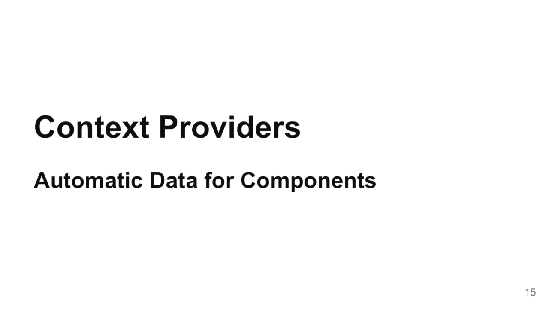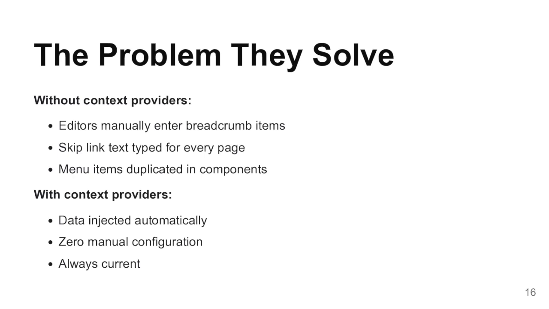Context providers are one of the more advanced features of this system, but they solve a real problem. How do you populate components with dynamic data without requiring editors to enter it manually? For example, breadcrumbs should be generated automatically from the site structure. Editors shouldn't have to type them out for every page.